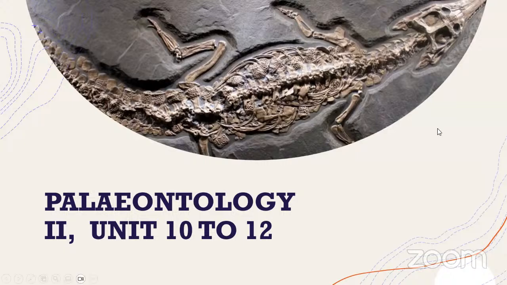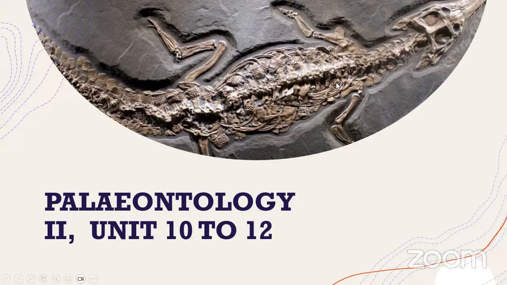Good evening, everyone. Today we are going to discuss paleontology part 2, that is unit 10 to 12. Previously, I covered paleontology part 1, that is fossilization, type of organisms, microfossils, foraminifera, corals. And today we are going to cover paleontology part 2, unit 10 to 12.